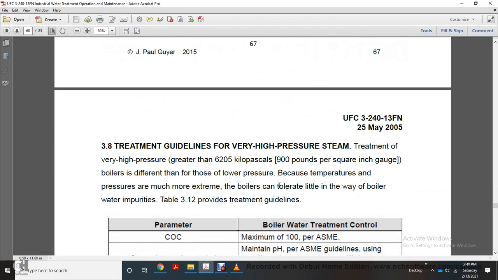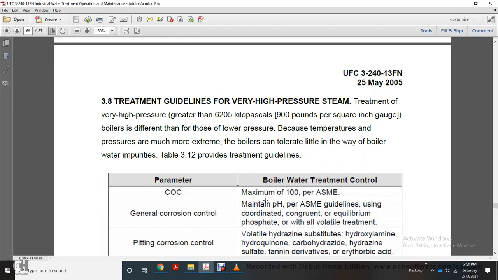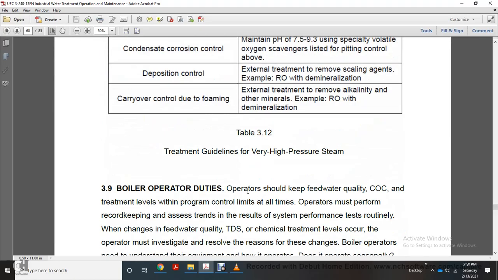Treatment guidelines for very high pressure steam. The treatment for very high pressure boilers, those above 900 pounds per square inch, is different from those at low pressure, because the temperature and pressure are much more extreme in the boiler, which can tolerate little or no impurity. Table 3-12 provides the treatment guidelines. Here are your parameters in boiler water treatment control.